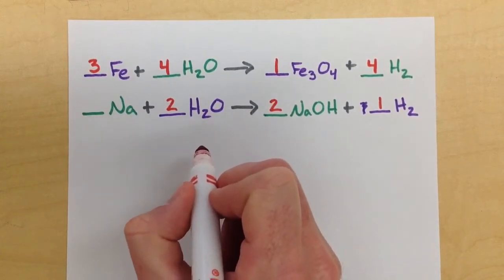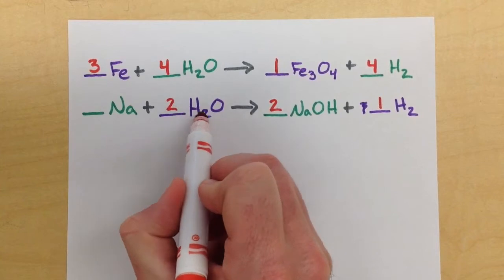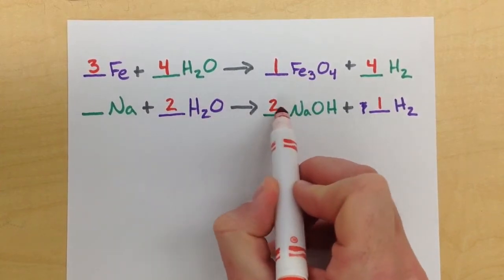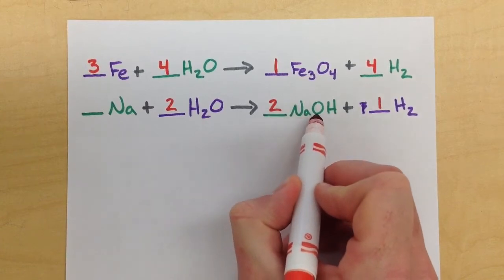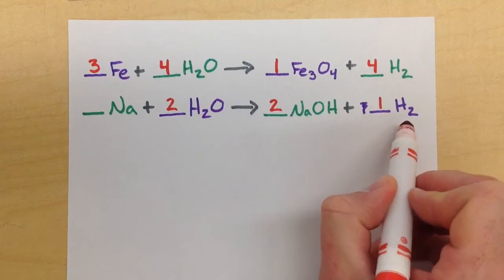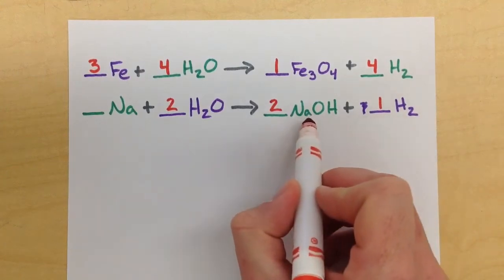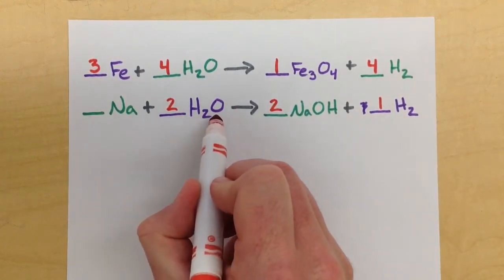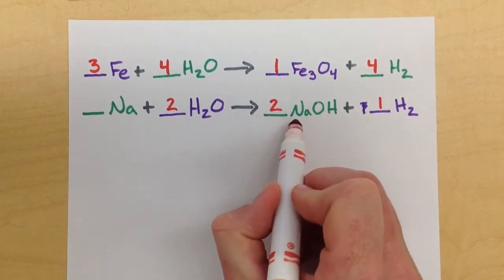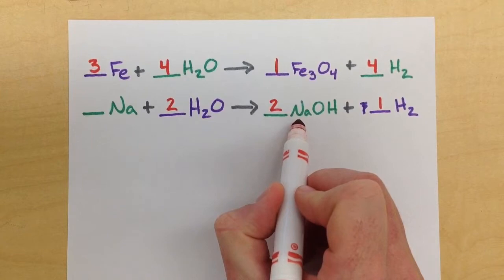Let's check the other elements. This is saying I also have 2 oxygens. If I come over to the other side, this 2 matches up with that O and gives me 2 oxygens. I don't have any other oxygens, so it looks like that balances out. 2 oxygens, 2 oxygens. This 2 is also telling me now that I have 2 sodiums.